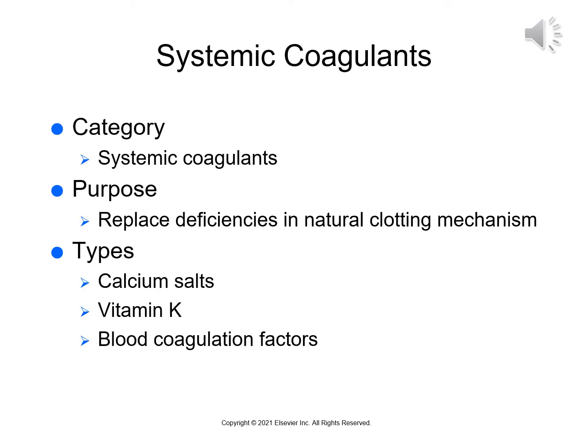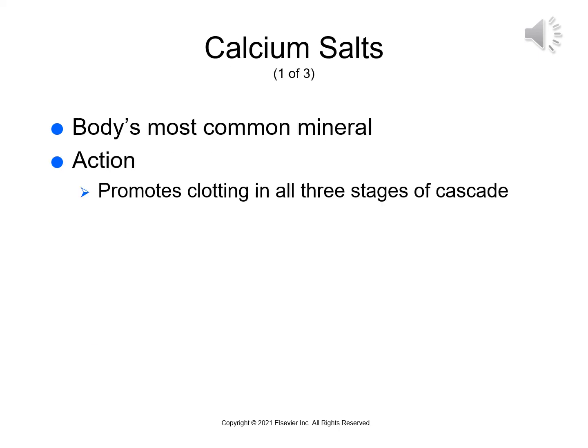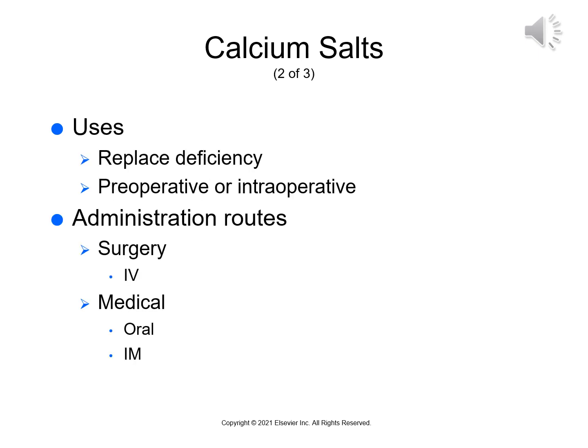Okay, so systemic coagulants are the second main category of coagulant. So in short, systemic coagulants replace deficiencies in the natural clotting mechanism. The three types of systemic coagulants discussed here in this chapter are the calcium salts, vitamin K, and blood coagulation factors. So remember that calcium is crucial throughout the cascade. So as the body's most common mineral, calcium is crucial to many body functions, including blood coagulation. So calcium is administered before or during surgery by IV to restore levels and achieve coagulation.